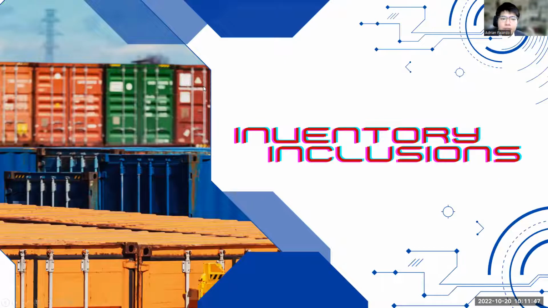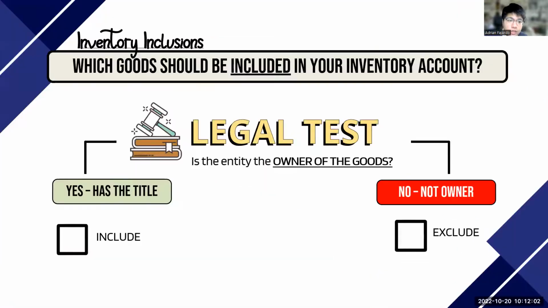So with that said, we're done now with the first two theory parts, right? Of the definition and the just-in-time inventory management. Again, we're going to go now to the major subtopic, which is inventory inclusions. I'm sure this will come out in the quiz and also the midterms. For inventory inclusions, only one thing is really being asked: which goods should be included in your inventory account?